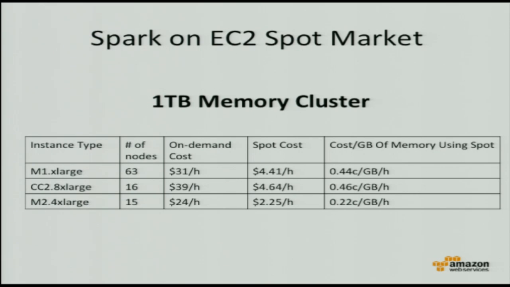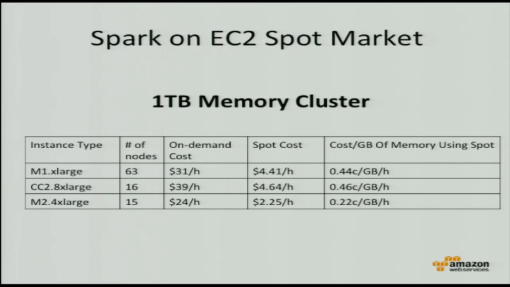That means that you need 63 nodes. That's about $30 per hour if you have to run that on the on-demand pricing model. If you come in and bid on the EC2 spot market, that's about $4.41 an hour. That's a huge reduction for you guys. And I've done a calculation. That's about 44 cents per gigabyte per hour. That's cheap memory.